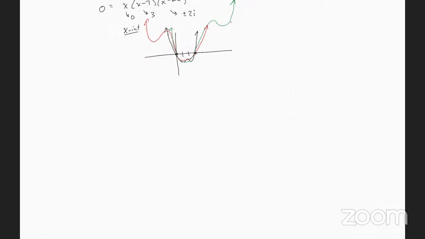Says given f of x is 3x to the fifth plus 2x to the fourth minus 15x to the third minus 10x squared plus 12x plus 8. That's it. Yes, it's a long equation.